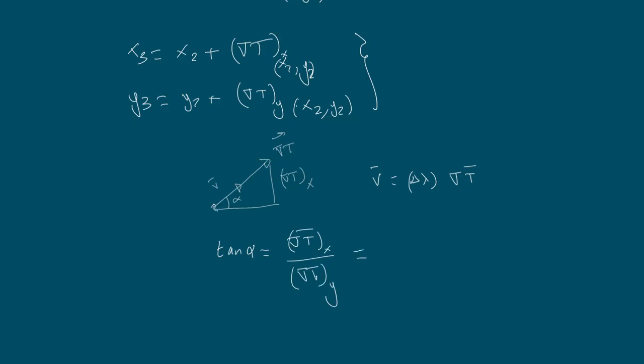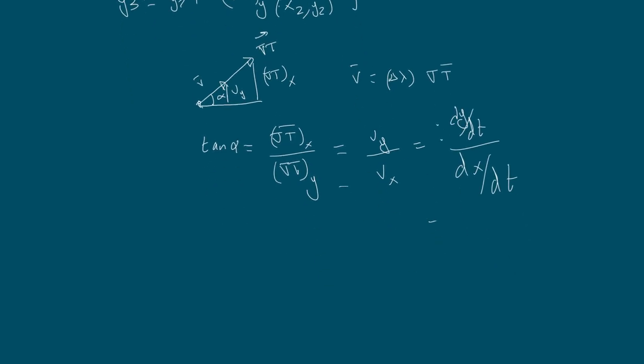But it's also equal to Vy divided by Vx. But Vy is the derivative of y with respect to t, and Vx is the derivative of x with respect to t. So now I have it like this. This is the gradient. This is the velocity v. This is vx, the component vx. This is vy.